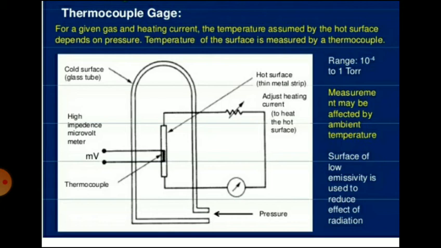So you can see there is a hot surface inside the glass tube, that is a cold surface. Then the current is supplied to the hot surface to increase the heat, and due to thermal conductivity there is a change in temperature, which can be measured by a PMMC meter.